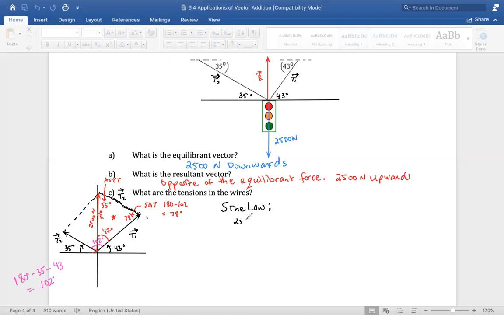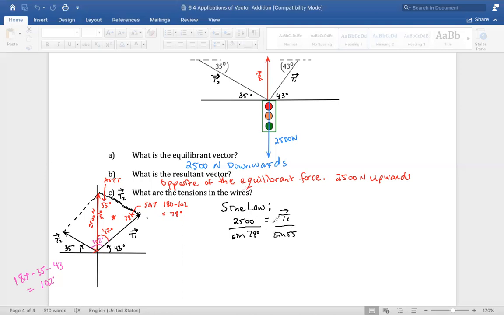So if I put the side on top, 2,500 is associated with the sine of what angle? Sine of 78, hopefully you saw that, opposites. 2,500 over the sine of its matching angle, sine of 78. It's up to you what you want to pick first. So let's say, for sake of order, vector T1 over its opposite, which would be the sine of 55.